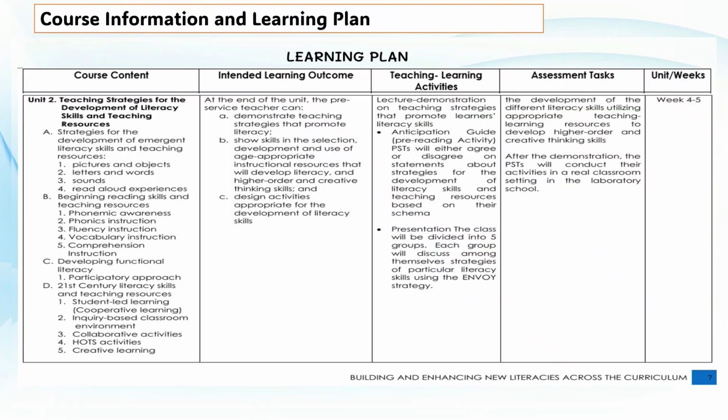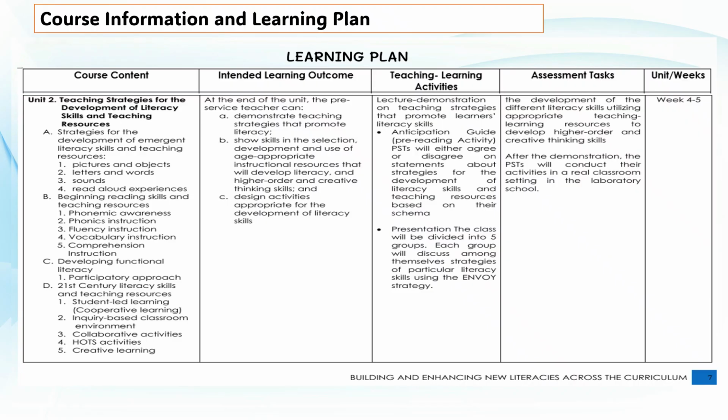Part B: Beginning reading skills and teaching resources. Beginning reading skills include phonemic awareness, phonics instruction, fluency instruction, vocabulary instruction, comprehension instruction. Activity. The class will be divided into 5 groups. Each group will discuss strategies for a particular literacy skill using the envoy strategy.